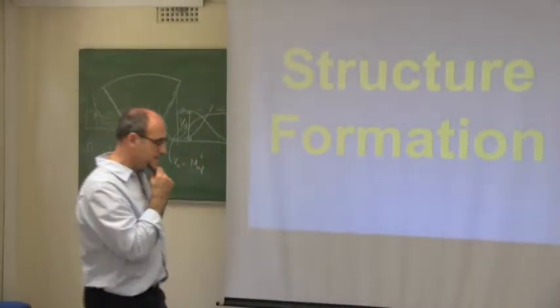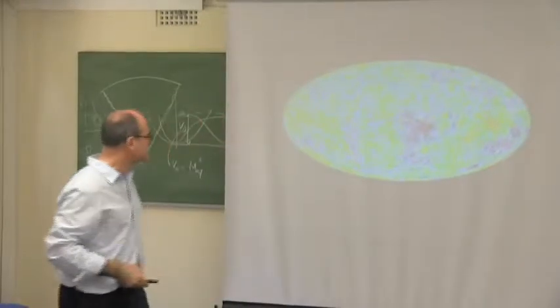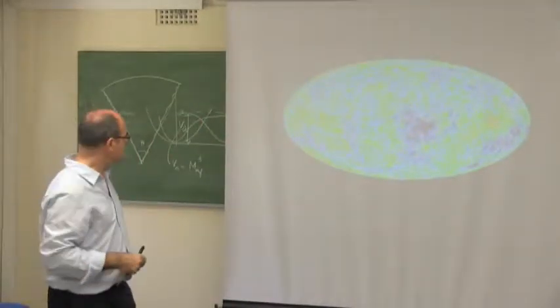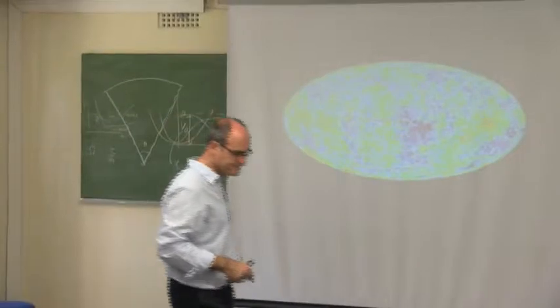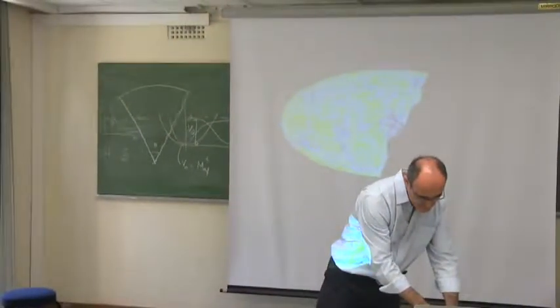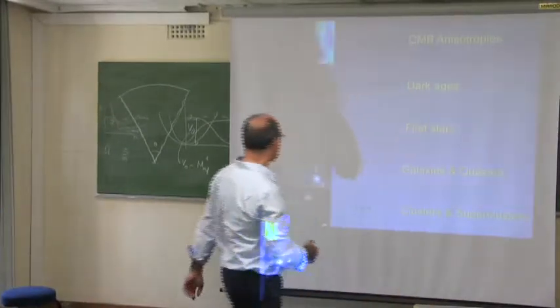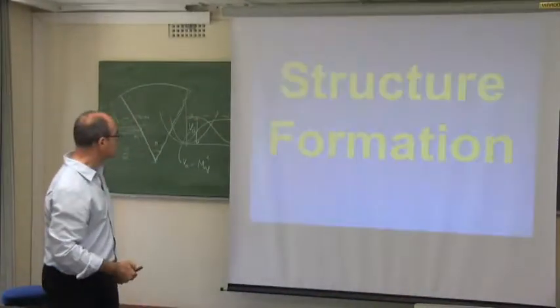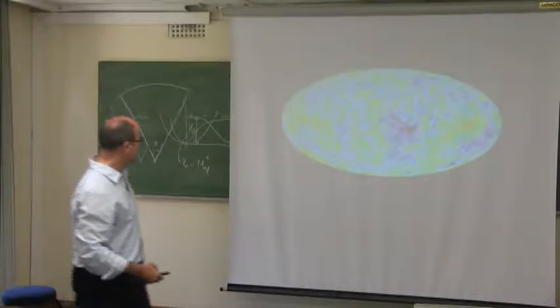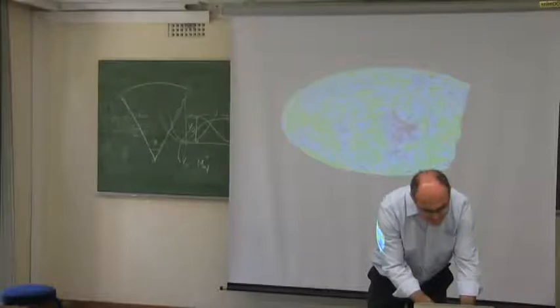Now, how do fluctuations in the CMB get converted into fluctuations in matter? No, it didn't work. Oh, what a pity.